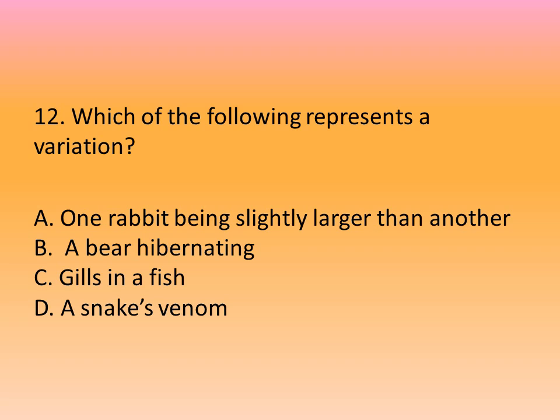Number 12. Which of the following represents a variation? A, one rabbit being slightly larger than another. B, a bear hibernating. C, gills in a fish. D, a snake's venom.